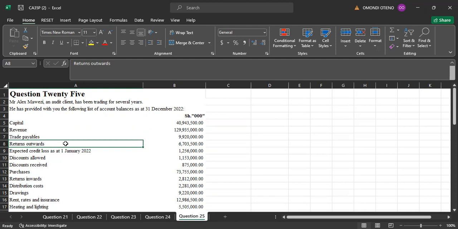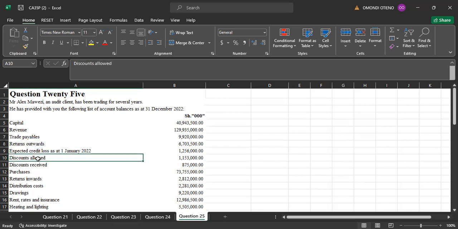Returns outwards is forming part of the cost, but it is reducing the cost of purchases or cost of sales. You made some purchases, but there was wrong packaging or they gave you the wrong item in terms of quality or quantity. So to take care of that, you've returned these goods back to the supplier. It means it reduces the purchases value. So how do we treat that?